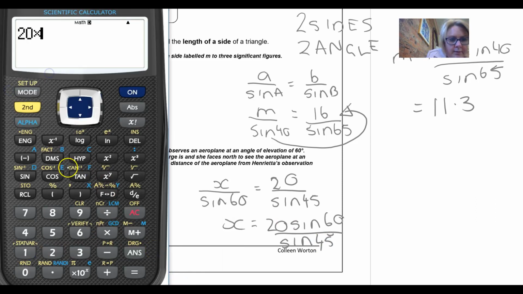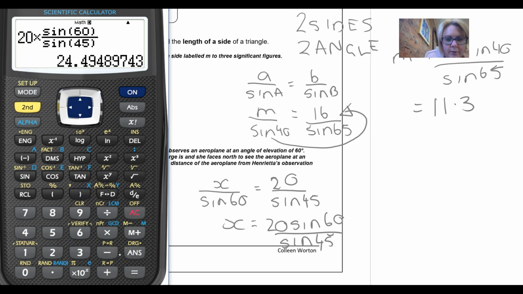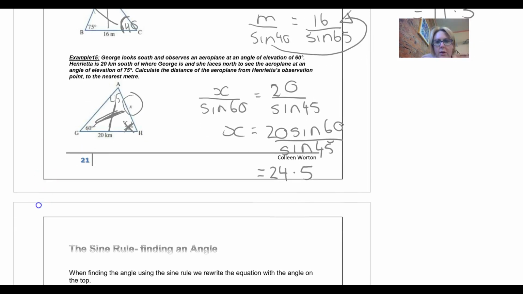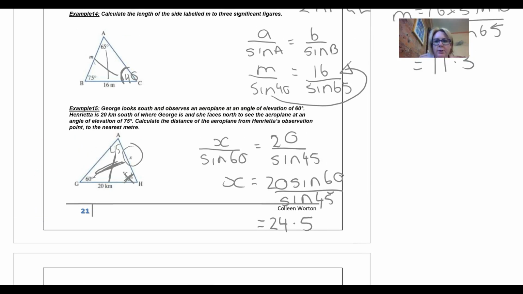20 times sine 60 over sine 45, 24.5, which makes sense because it's actually bigger. The angle's bigger, so the side will be bigger. All right, that's finding a side using the sine rule.